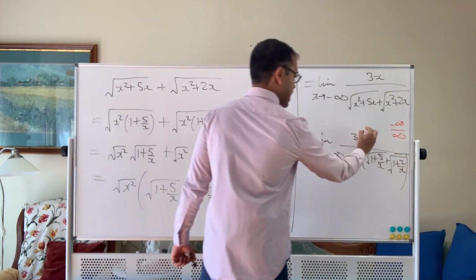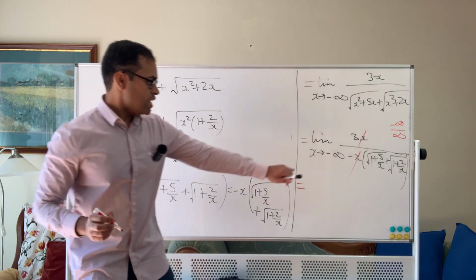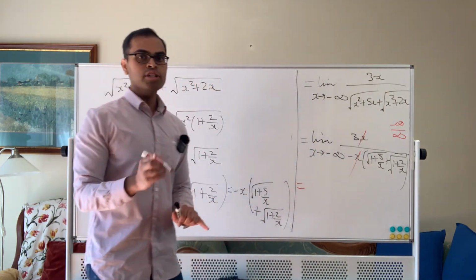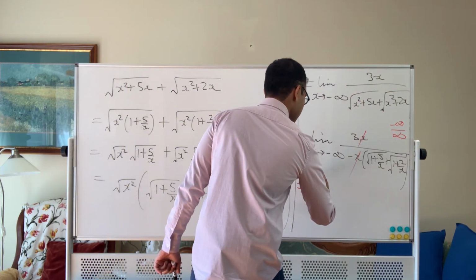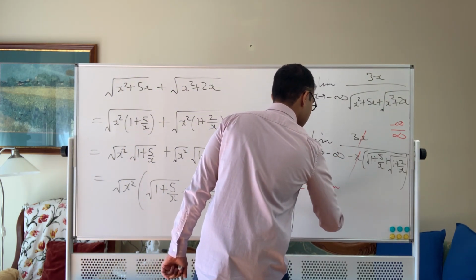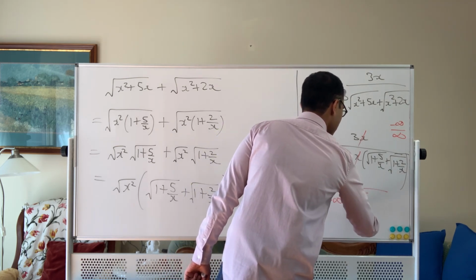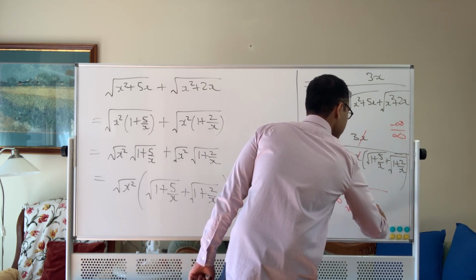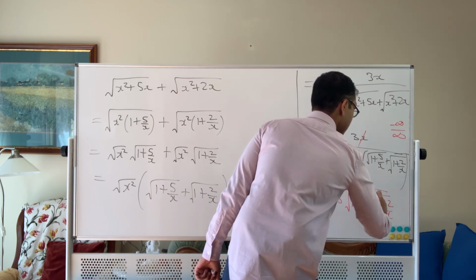So first thing is let's cancel off the x's. So we can get a negative 3. The negative sign is important. If x was going to plus infinity, there would be a positive sign there. So it's going to be negative 3 times the limit as x goes to negative infinity of 1 over the square root of 1 plus 5 over x plus the square root of 1 plus 2 over x. So that's going to be the answer.